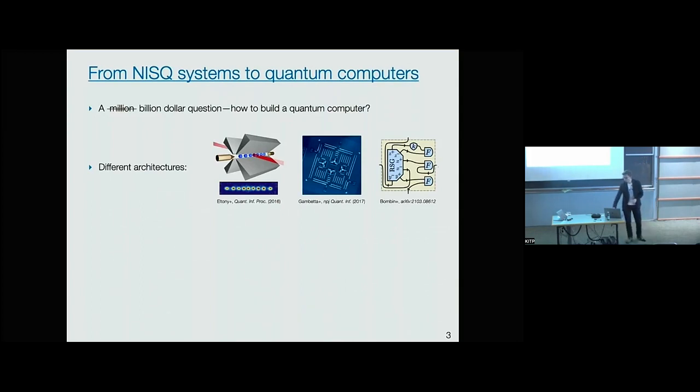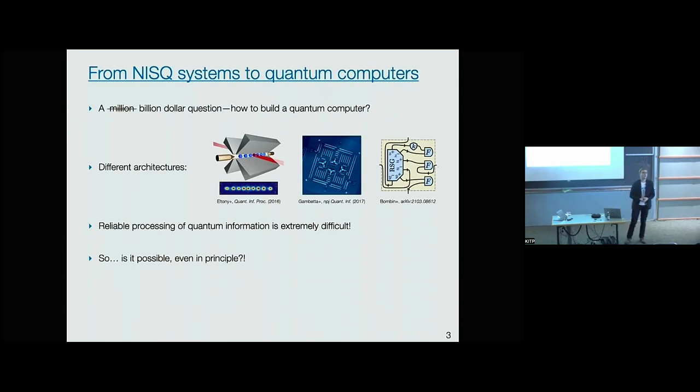But no matter what architecture we pick, realizing this reliable processing of quantum information is a very difficult task due to the nature of quantum information. It's very fragile. It can decohere very easily. So one can ask whether it is even possible. And from the theoretical perspective, we don't know any fundamental reasons why quantum computing cannot be realized.